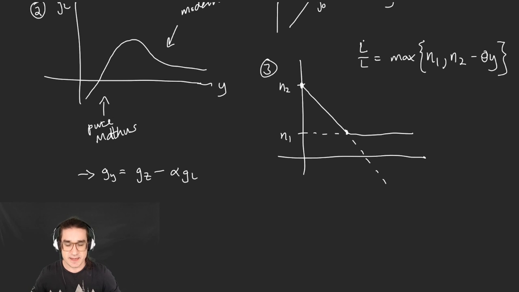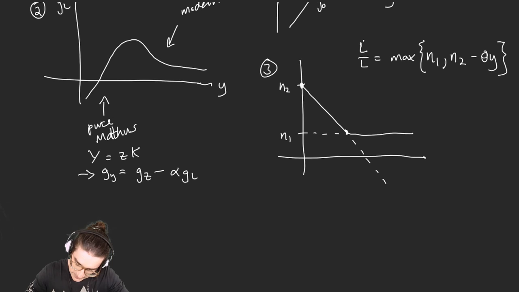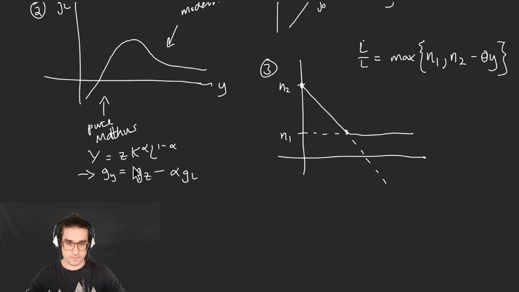But again, sometimes if I change the model, I may change the production function, for instance, and maybe this wouldn't hold always. So this holds in the case where y is equal to z, k to the alpha, l to the 1 minus alpha, and k is fixed, okay? And so you can derive that expression for little y and get this growth rate. So that holds in this case, but it's not always going to hold.